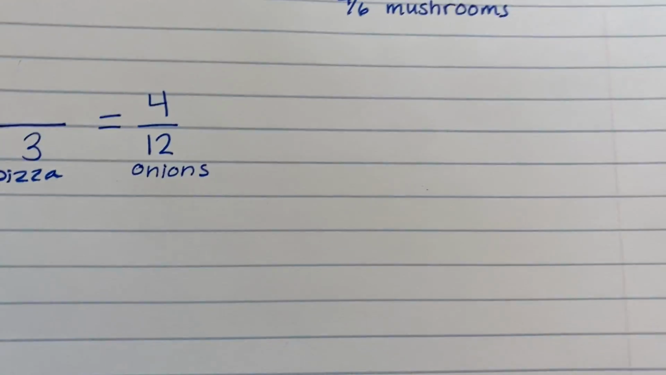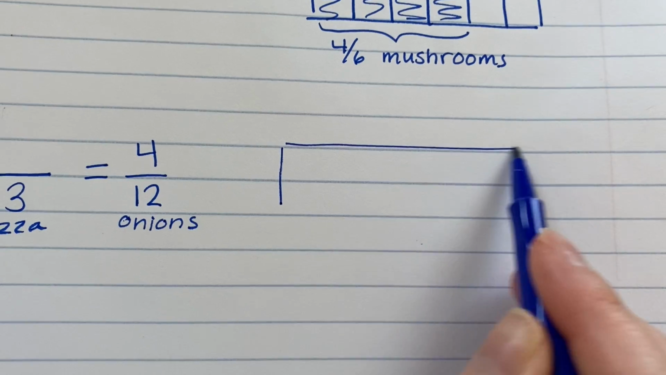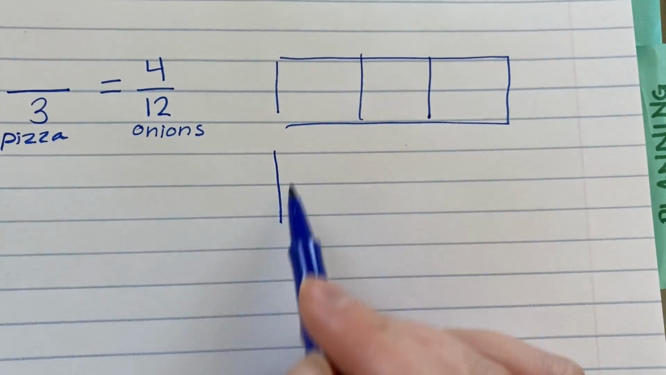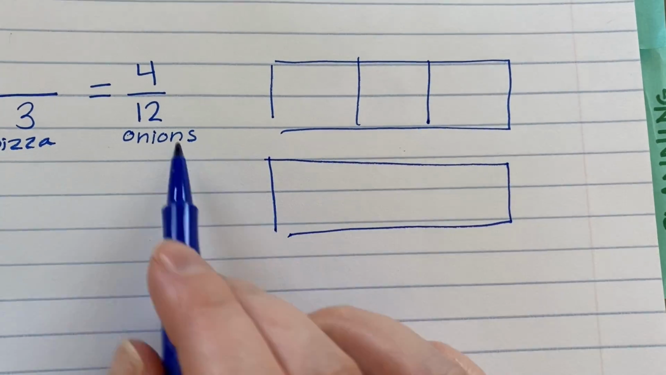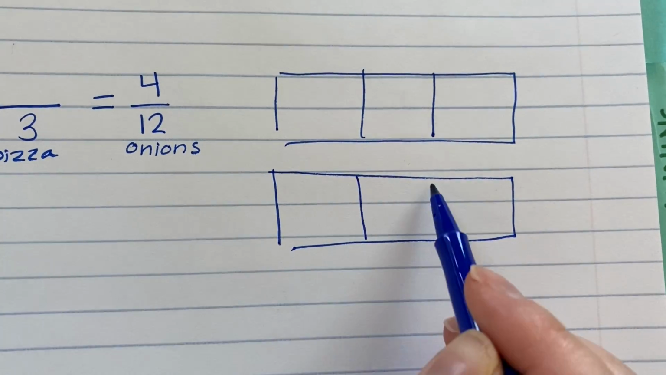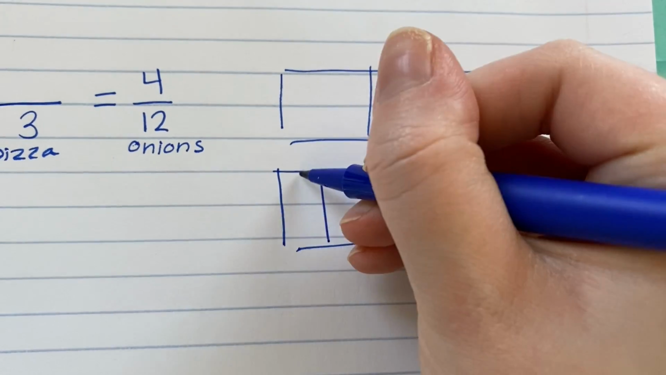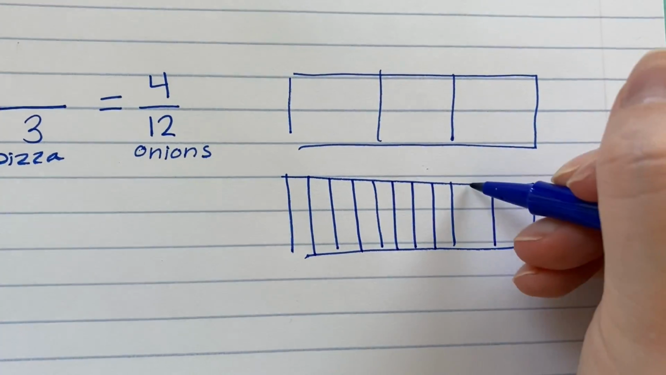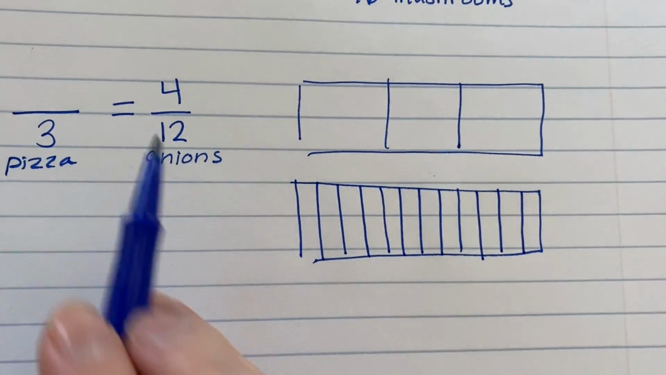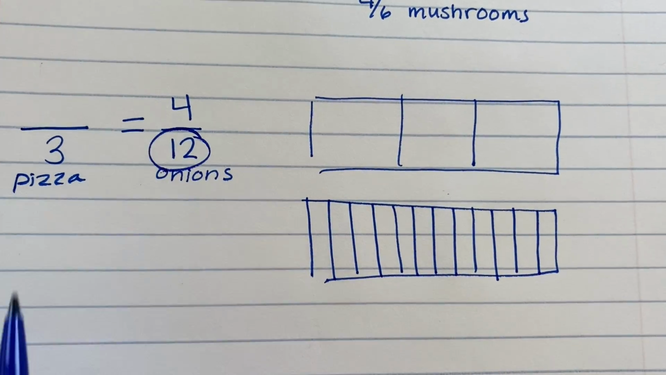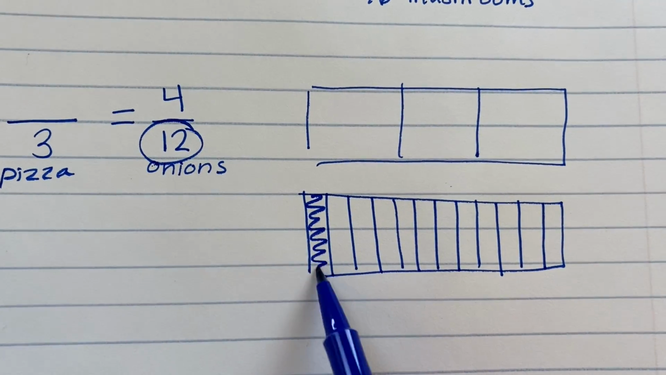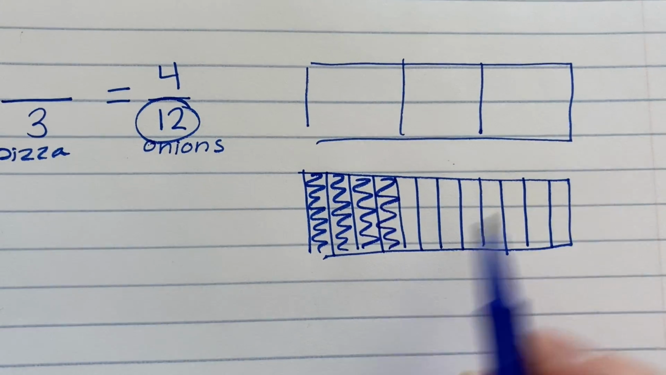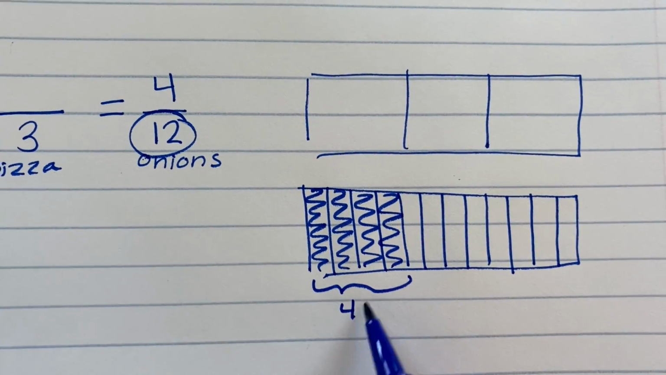So again, I'm gonna make 2 fraction bars. One will represent the pizza, broken up into thirds. The other fraction bar will represent the onions. So I'm going to need here 12 parts in this fraction bar. Of my onions, 4 of those 12ths need to be colored in. 2, 3, 4. Here's 4/12.